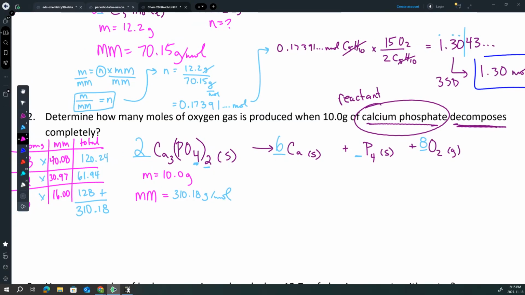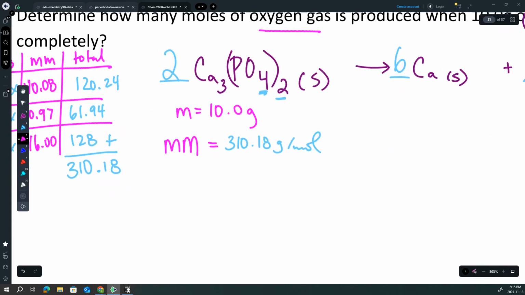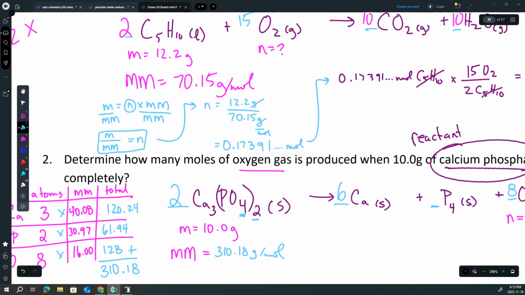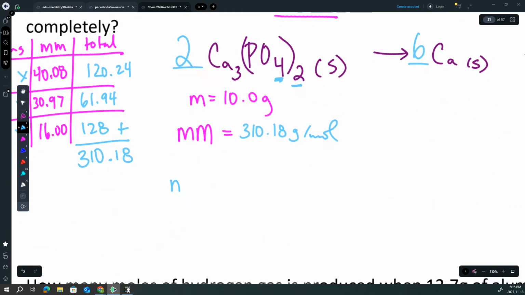And I'm just going to write out what we're looking for. So determine how many moles of oxygen gas. So moles, we have no clue for oxygen. All right, let's go back here. So moles, I'm going to use what we figured out over here. So moles is going to be equal to mass divided by molar mass.